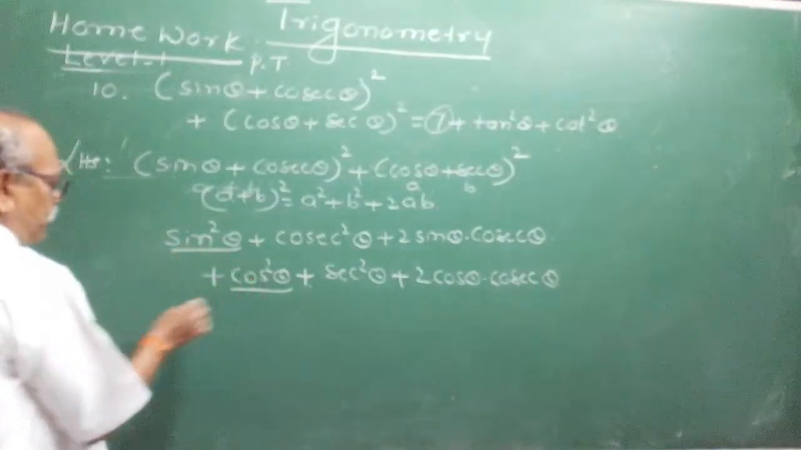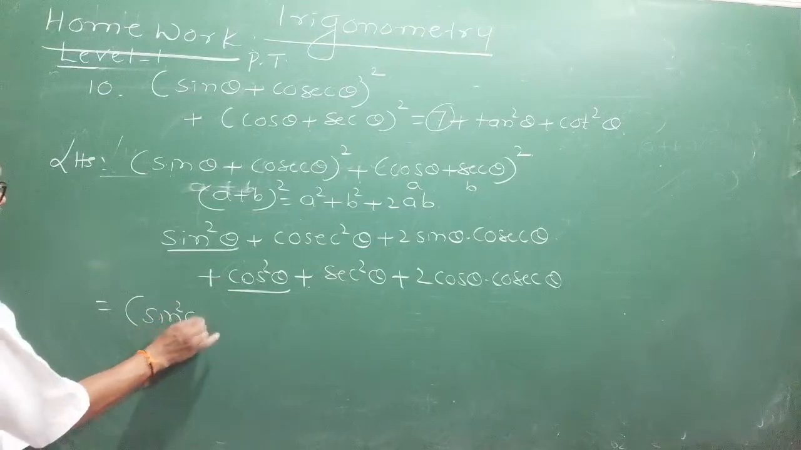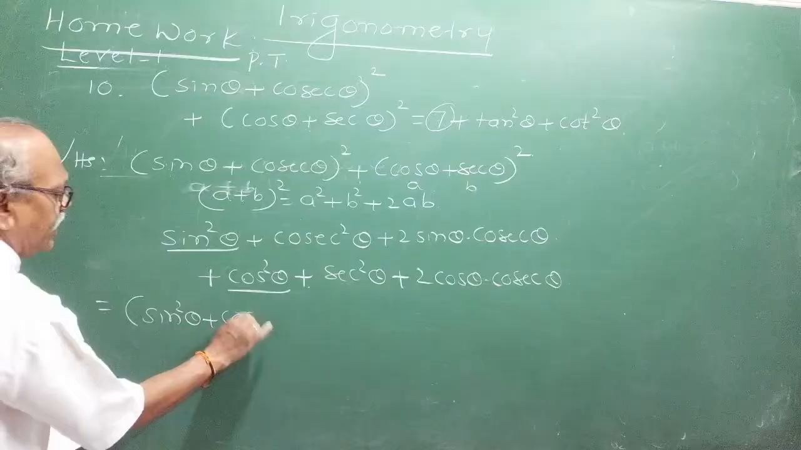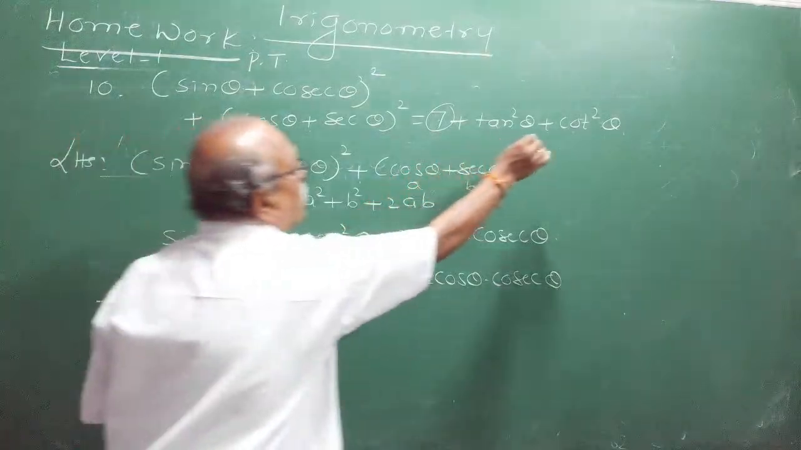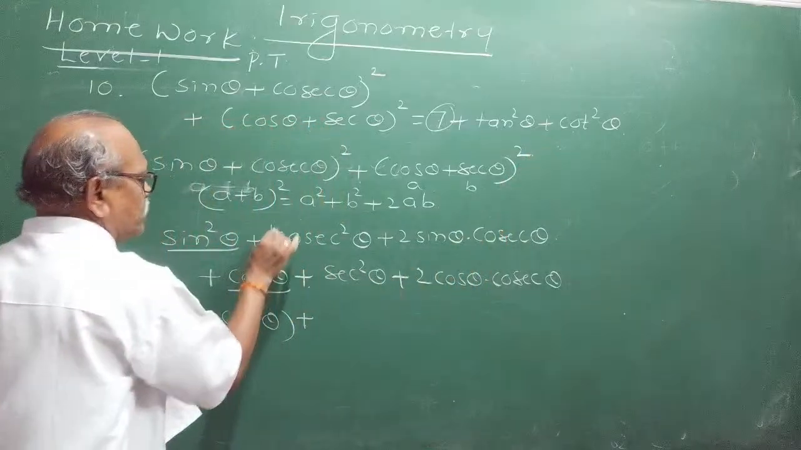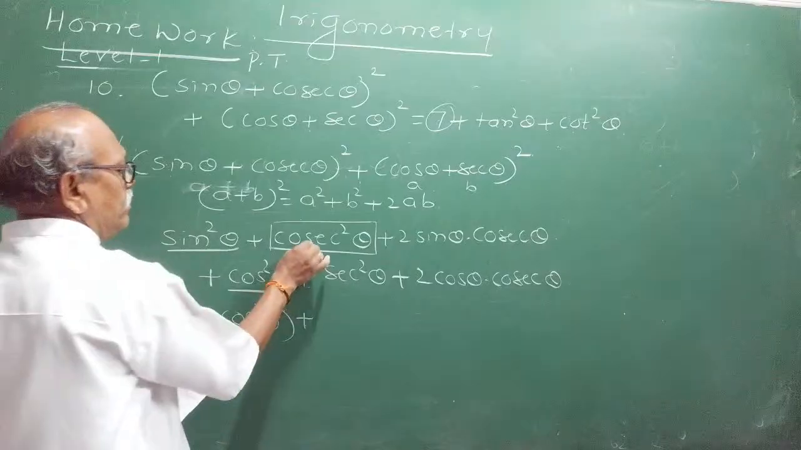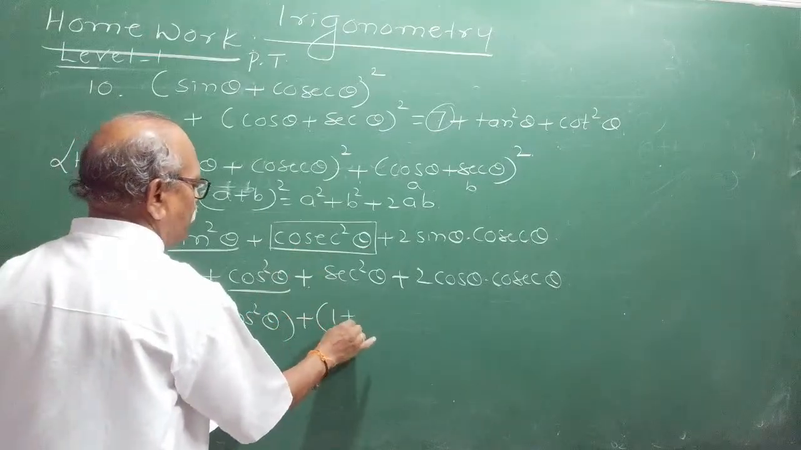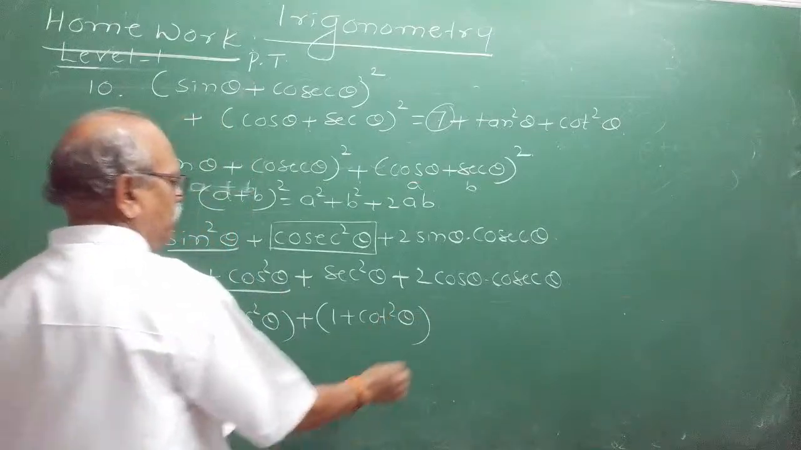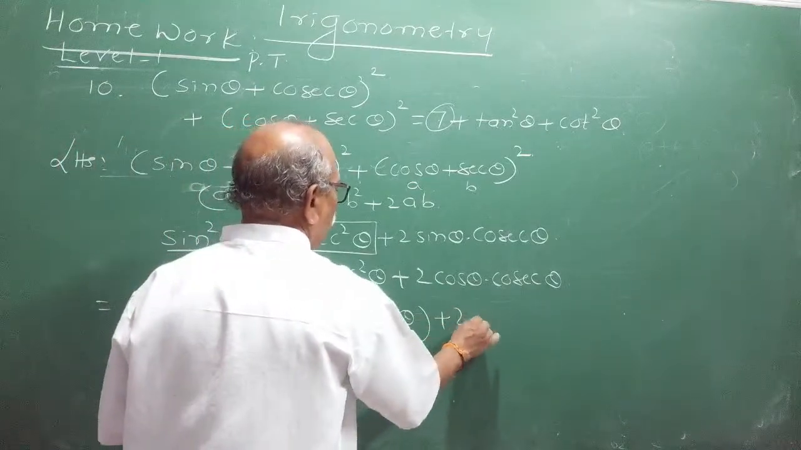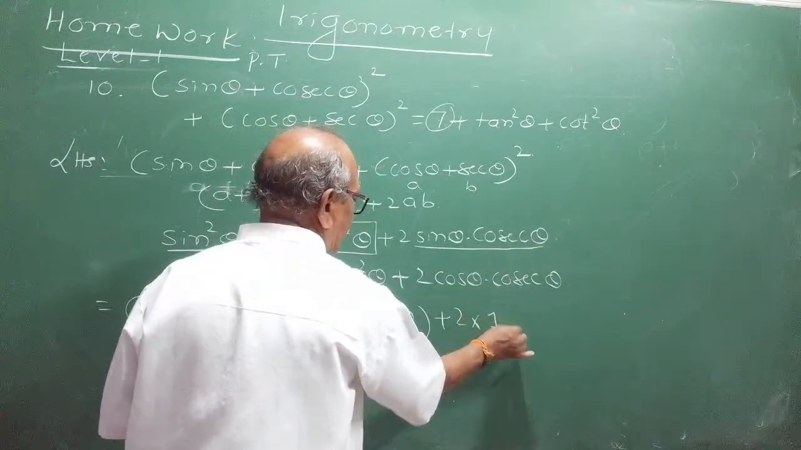Now I will group sine square theta and cos square theta in one bracket. Look here: sine square theta plus cos square theta, a rearrangement. Plus we want cot here. Can you express cosec square theta in terms of cot? You know the identity that cosec square theta is 1 plus cot square theta, a direct identity. Put it in. Plus 2 into sin theta and cosec theta, which you know are reciprocals, we have listed it. It is 1.